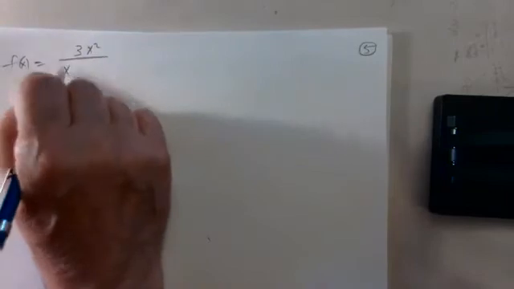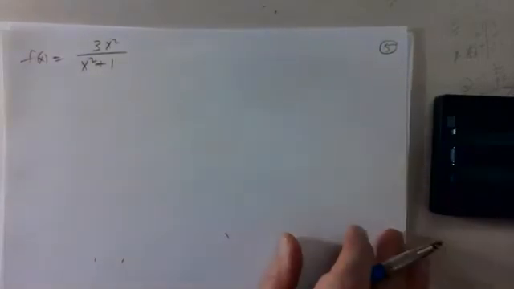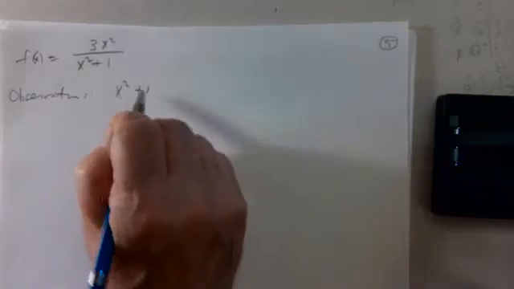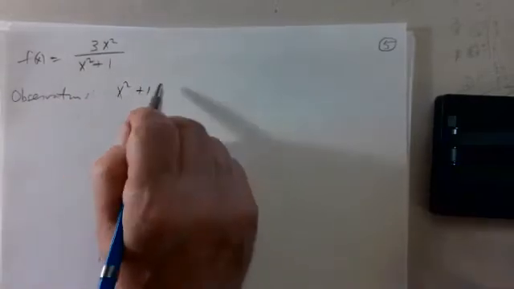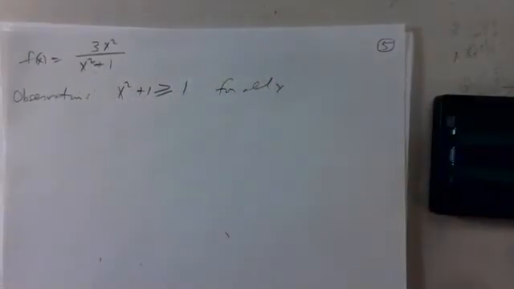Let's look at another example of a function which has some sort of limiting behavior as you approach infinity. Suppose we look at the function f of x equals 3x squared over x squared plus 1. So let's make some observations first. Notice that x squared plus 1, x squared is always at least 0, so this is greater than or equal to 1 for all x. So this denominator is always positive.